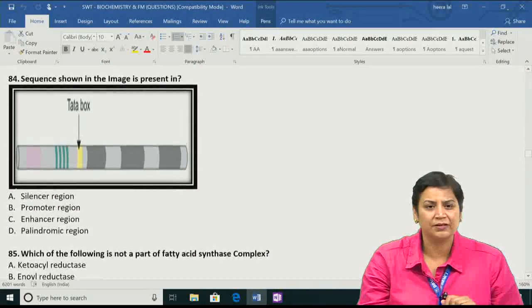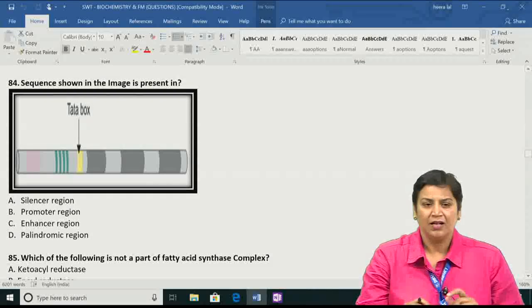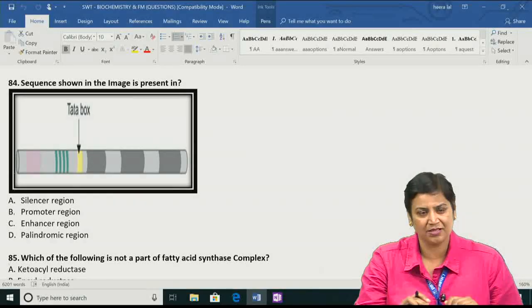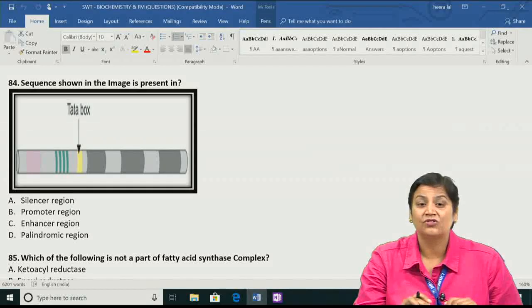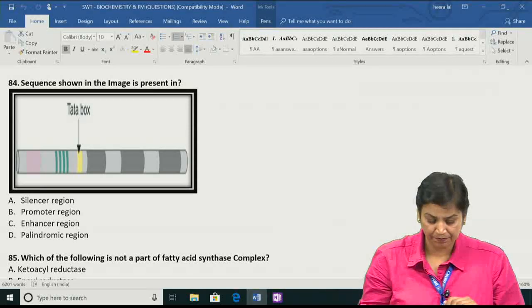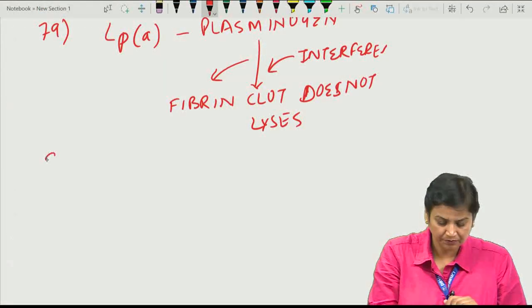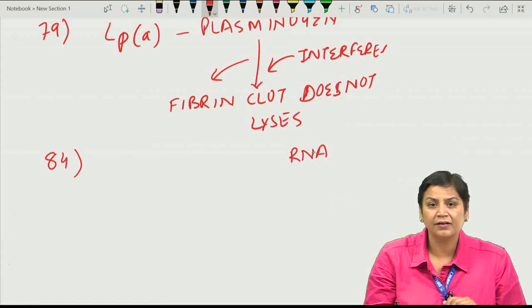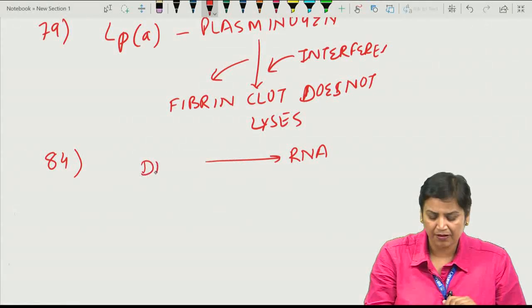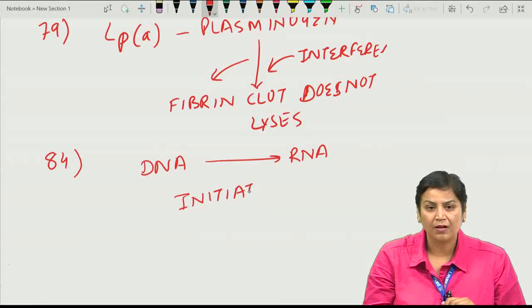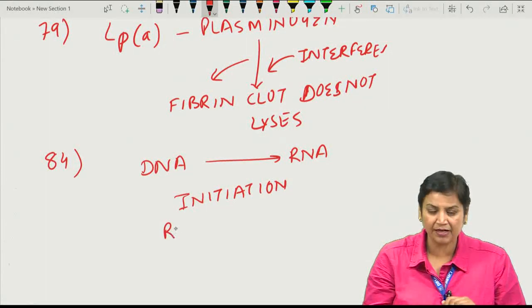The sequence shown in the image is present in. Now see, this is simply the promoter sequences. Promoter sequences are present in transcription. Transcription is basically the formation of RNA from DNA. The first step in this is always initiation, in which the major role is played by RNA polymerase.